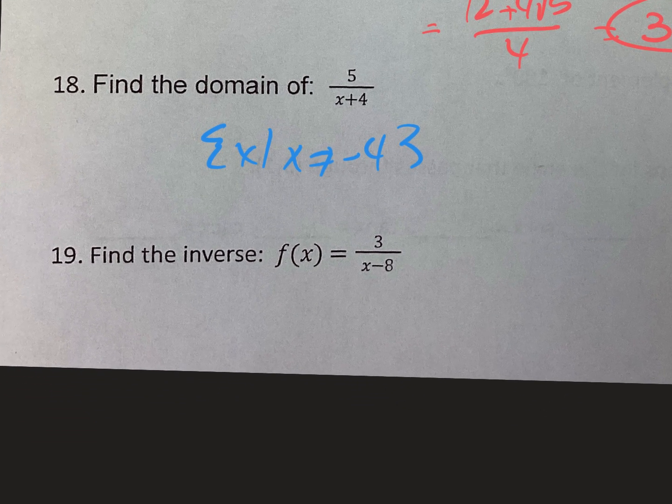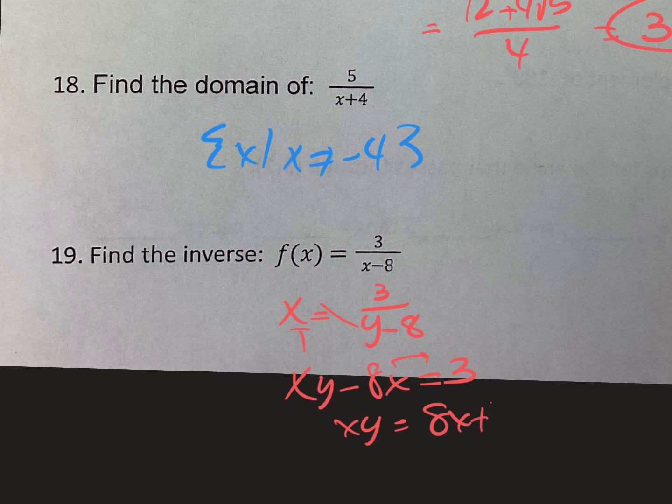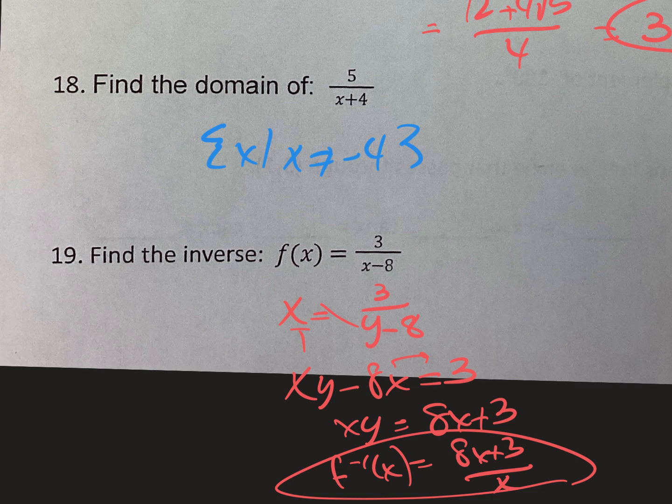Find the inverse, switch the x to y, get the y by itself. So put the x over there, put the y down here. That's really x over 1, going to cross multiply. x times y, 8 times x equals 3. I'm trying to get the y by itself, so I'm moving the 8x over, make it 8x plus 3. Now it's xy, so I'm going to divide both sides by x, just like that. Now I have y by itself, I'm going to change the y to inverse of f, because that's what we started with. And you got it.